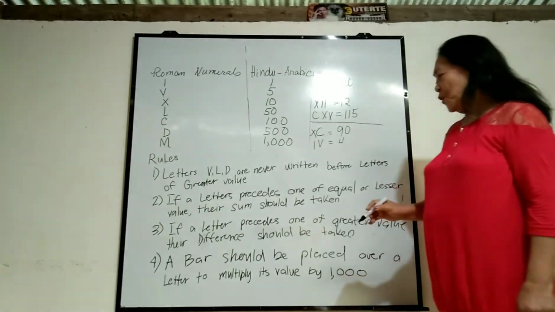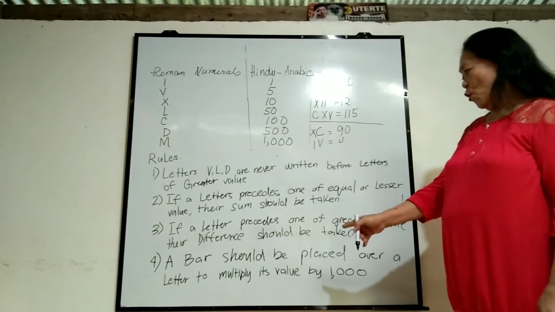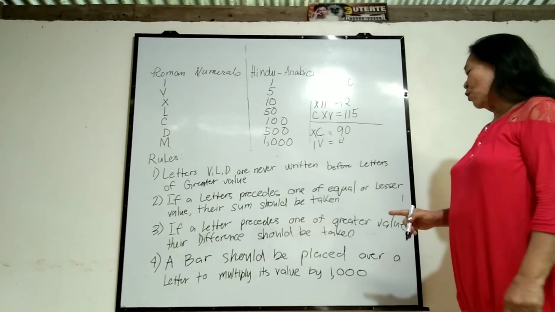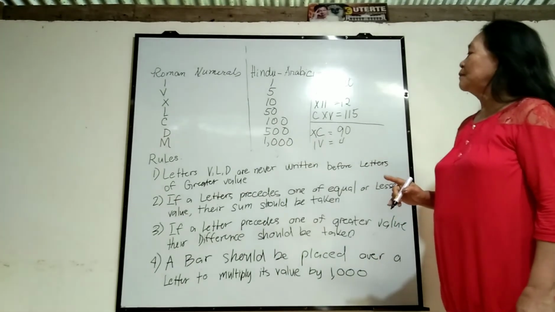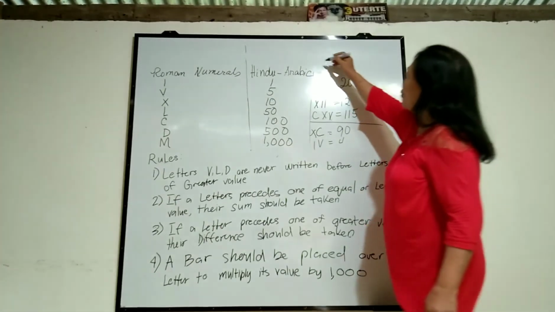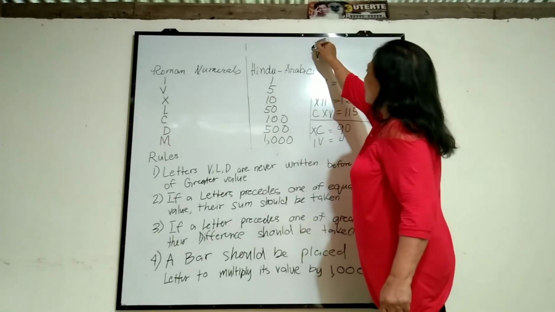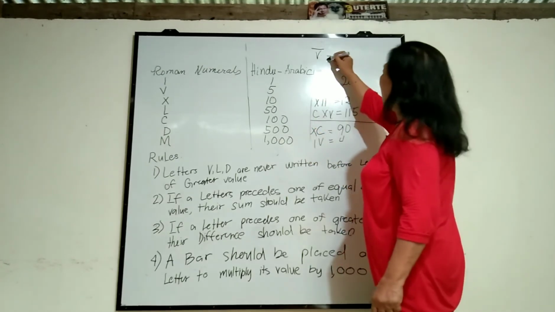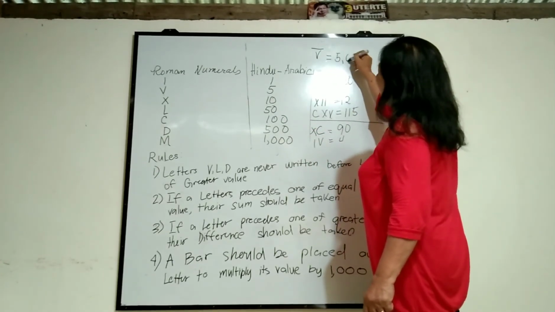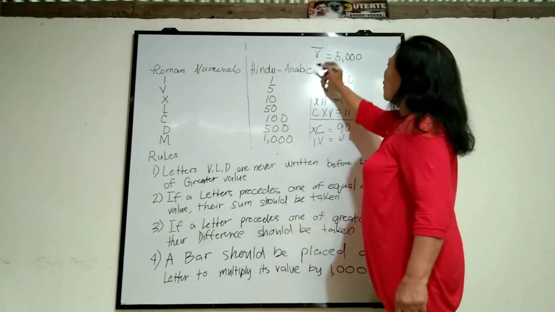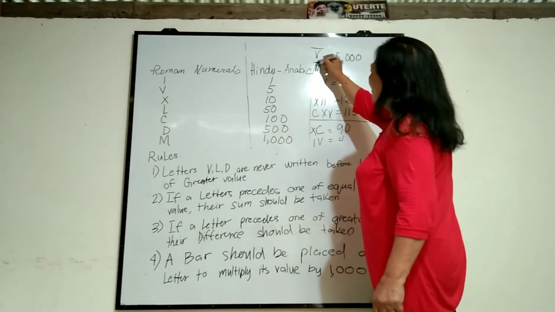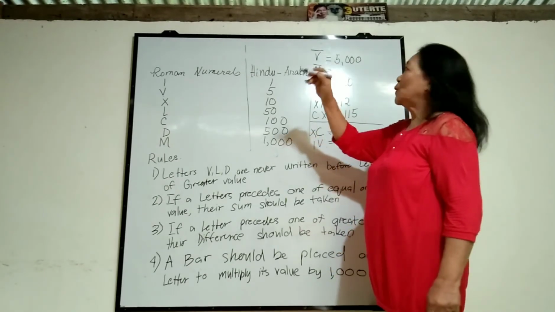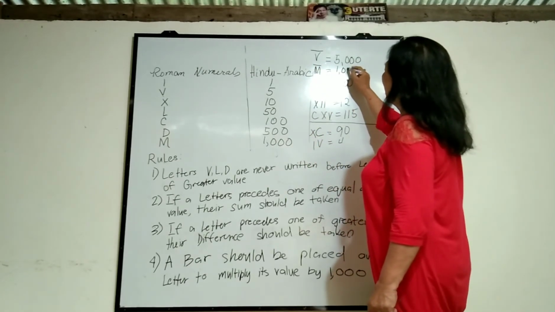Okay. Now number 4, a bar should be placed over a letter to multiply its value by 1,000. Example, I will give you V as 5 with a bar. 5 times 1,000 is already 5,000. When you have M with a bar over M, this is 1,000 times 1,000, which is already 1 million.